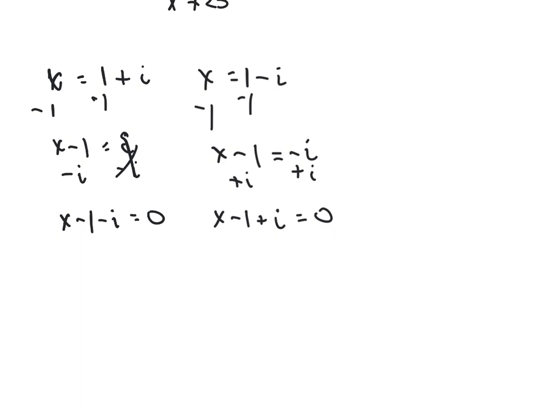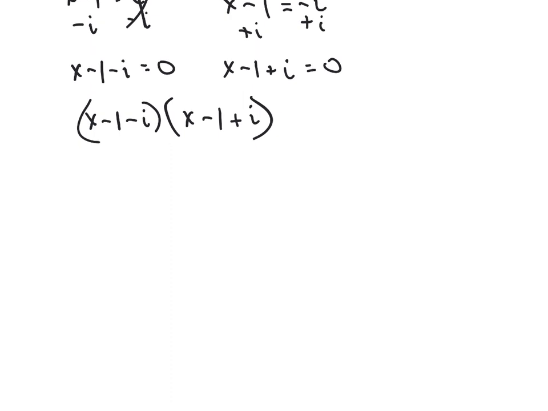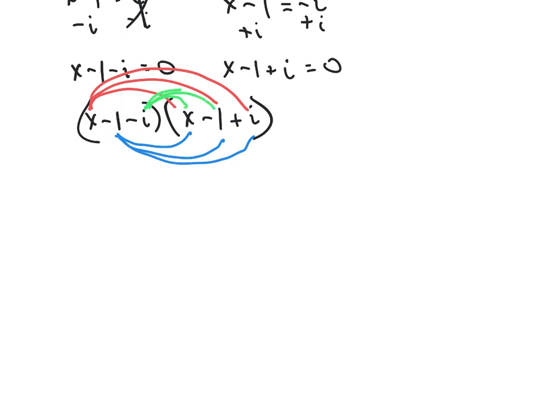Now we're going to put x minus 1 minus i, and we're going to multiply it by this. All right, so I'm going to use some different colors here to show what's going on. So I'm kind of doing the FOIL method. I'm going to multiply the x times each of these, and then I'll multiply this times each of these, and then I'll multiply this times each of these. So let's do the red first. So the red gives me x squared minus 1x plus xi.